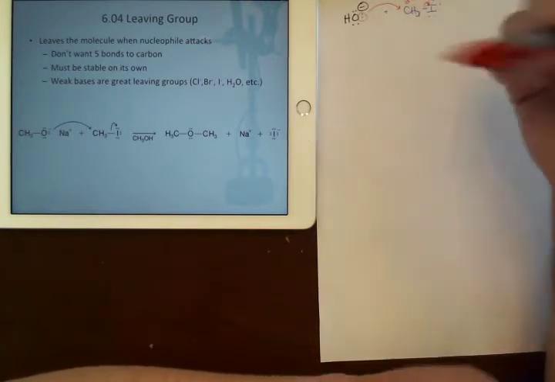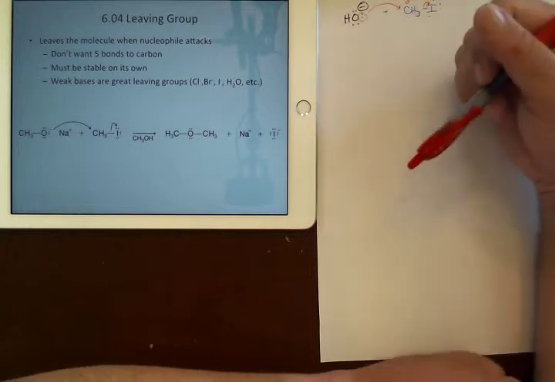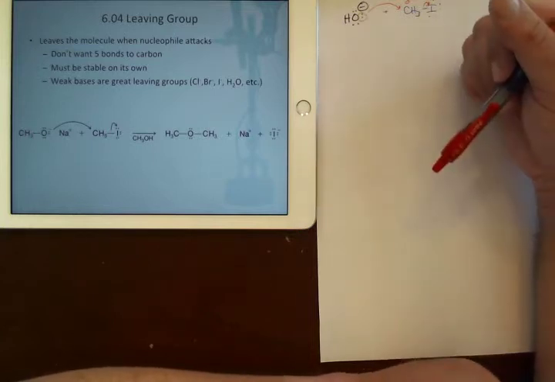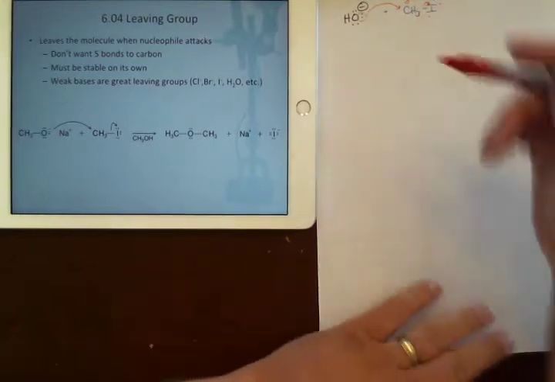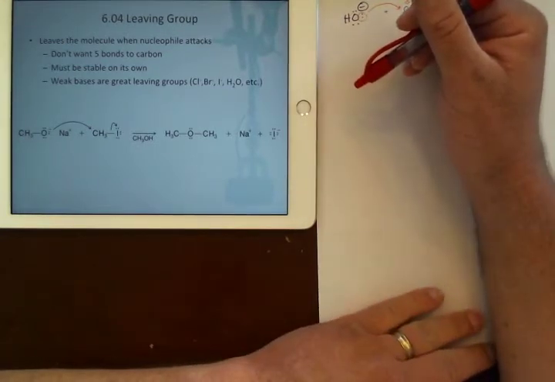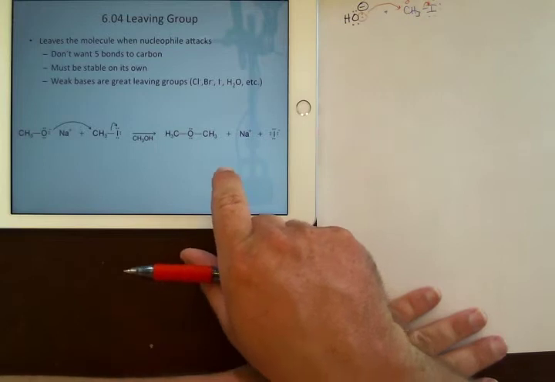But things that can also provide resonant structures. So acetate's a pretty good leaving group because you can generate a resonant structure to help stabilize that negative charge. So it needs to be a pretty weak base. Those make the best leaving groups.